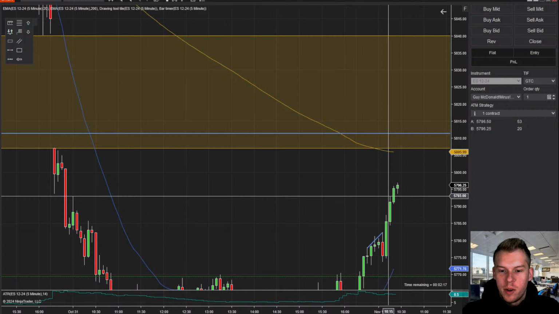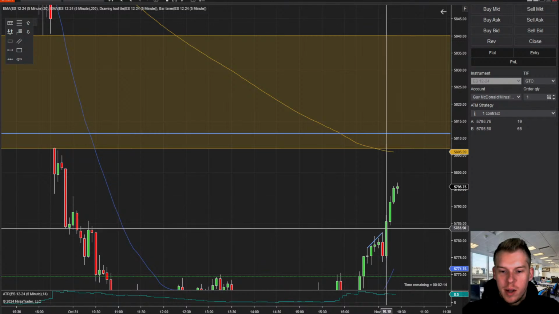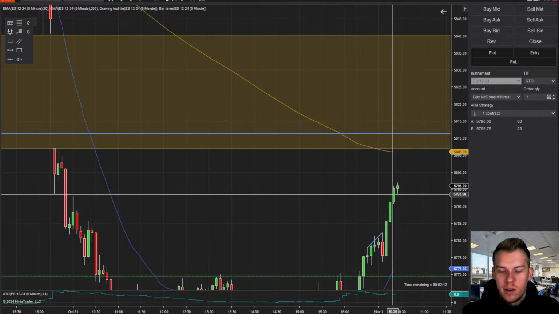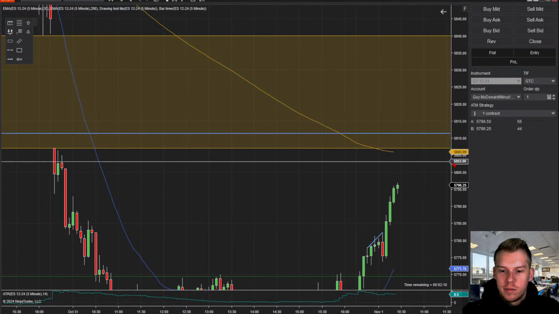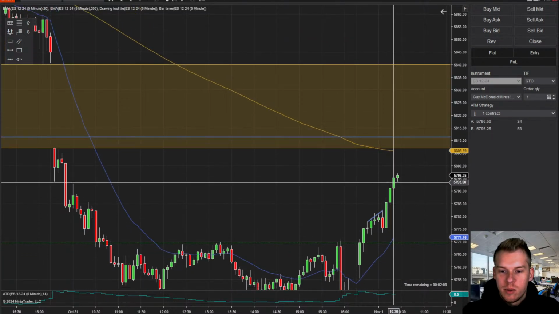Bulls trying to get another gap up. So gap here, and gap here. So all signs that the bulls are strong.